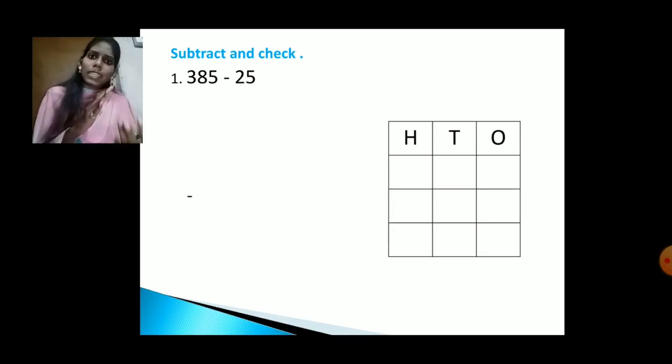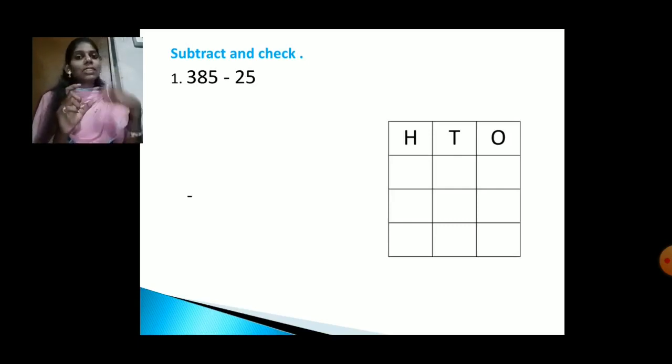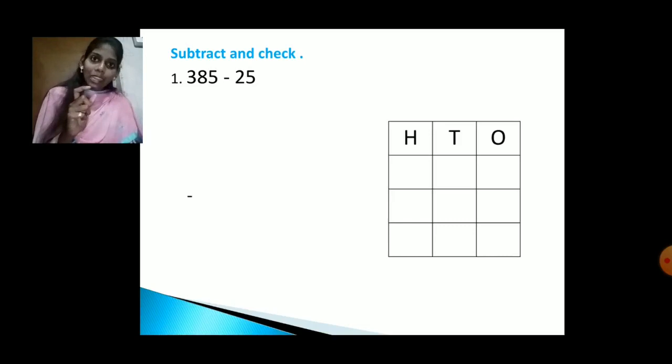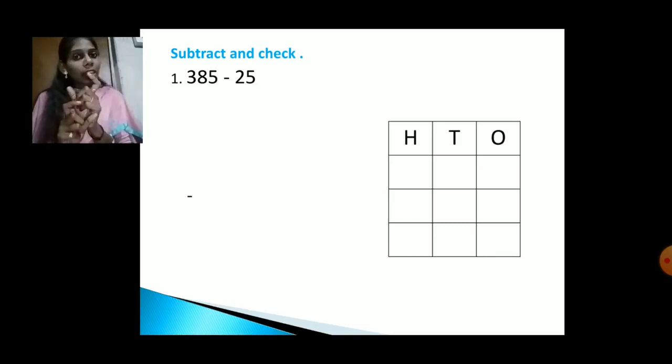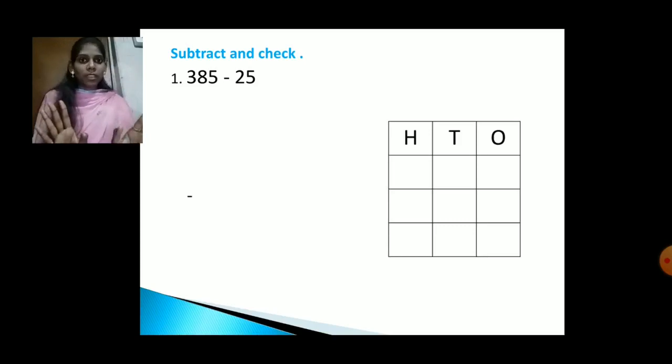But how we will check? For checking method we will add difference and smaller number. If we will get the bigger number, it means our answer is correct. If we will not get the bigger answer, it means our subtraction is wrong. Correct? It means in short it is a checking method. Okay. So now we will arrange these numbers at correct place.